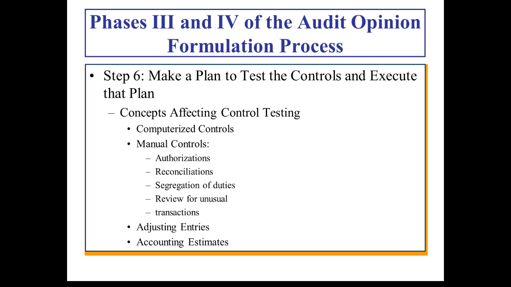Then after we've gone through all these steps, we're going to make a plan to test the controls, and we're going to maybe have computerized controls, manual controls, and we're going to look at those. We're going to look at adjusting entries and accounting estimates to just see how they're operating.